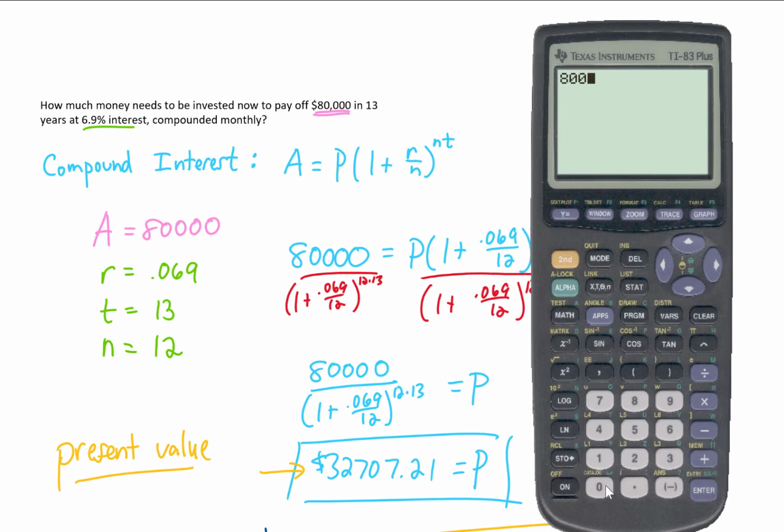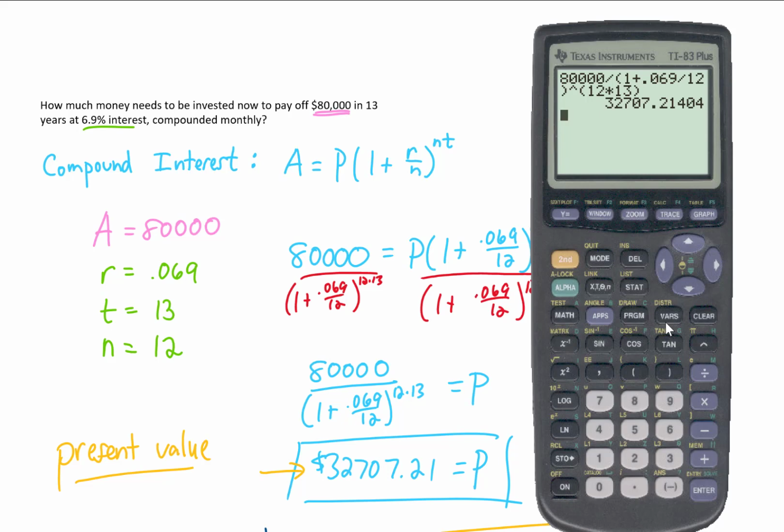We're going to do 80,000. We're going to divide by 1 plus 0.069 divided by 12. And we're going to raise that whole thing to the 12 times 13 power. The 12 times 13 again, we need to put into parentheses. Okay, when we do that, our calculator spits out that number that I gave you. So what that says is that if we invest $32,707.21 into an account now, after 13 years, we're going to have $80,000 in that account.